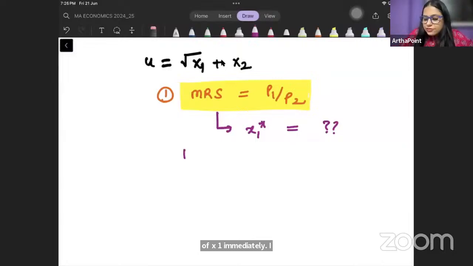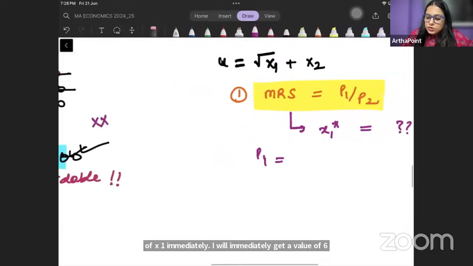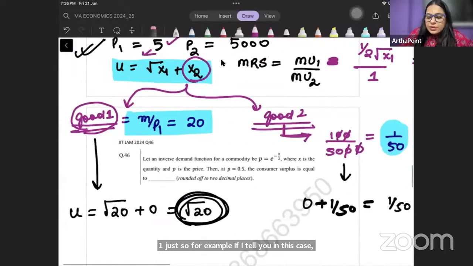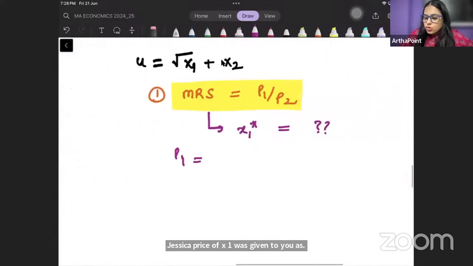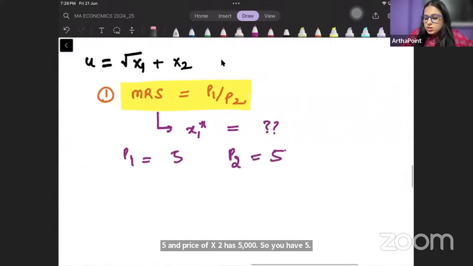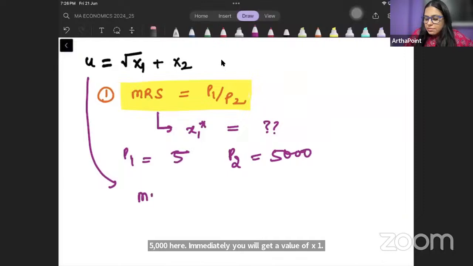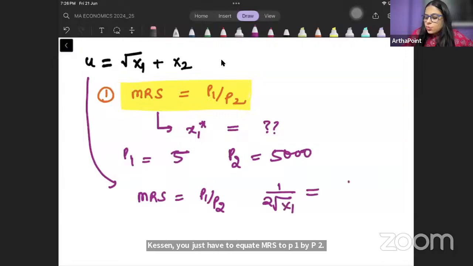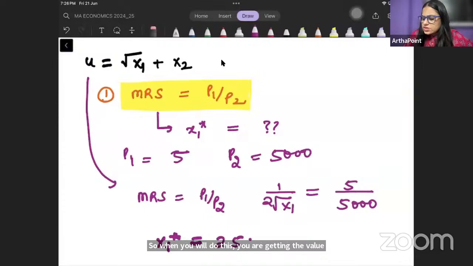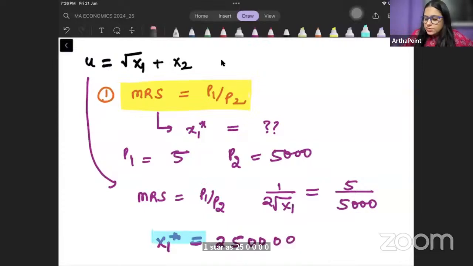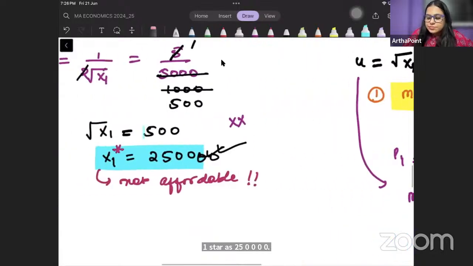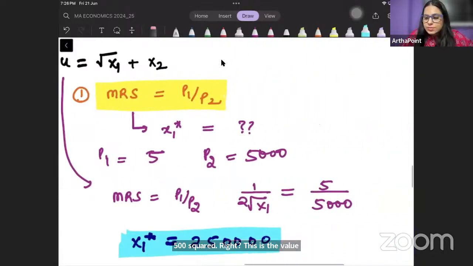जैसे for example, if I tell you in this case, price of x1 was given to you as 5 and price of x2 as 5,000. So you have 5 and you have 5,000 here. Immediately you will get a value of x1. कैसे? You just have to equate MRS to P1 by P2. MRS is 1 by 2 root x1 equated to P1 by P2. So when you will do this, you are getting the value of x1 star as 25,000. ये वाला value x1 star का आ रहा है. 500 squared up, right? This is the value of x1 star that you will be getting.